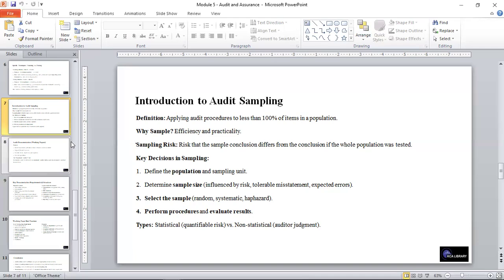Key decisions in sampling include: one, definition of the population and sampling unit. Two, determination of sample size. Three, selection of the sample, whether random, systematic, or haphazard. And lastly, to perform procedures and evaluate results. And the types of sampling can be statistical or non-statistical. When we talk about statistical, they have quantifiable risk, while for non-statistical, they rely on the auditor's judgment.